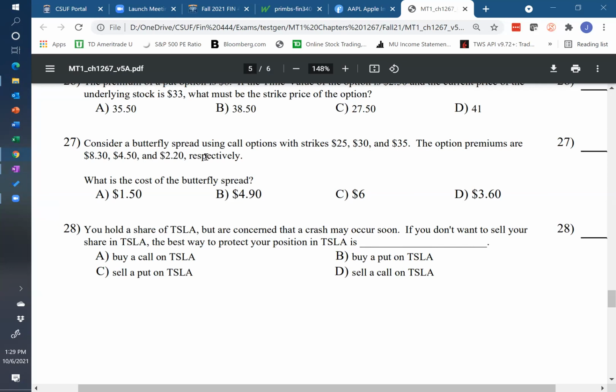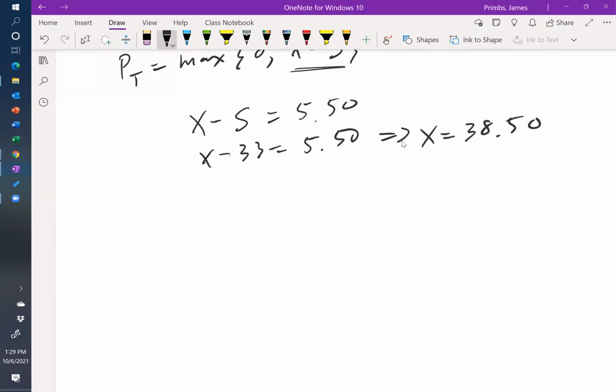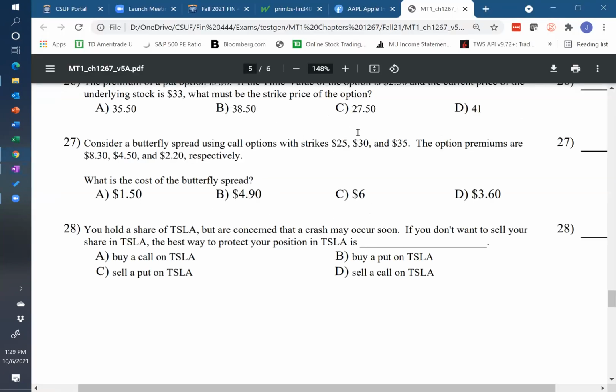Consider a butterfly spread using call options with strike 25, 30, and 35. The option premiums are 8.30, 4.50, and 2.20 respectively. What is the cost of the butterfly spread? So butterfly spread, remember, you buy the 25 strike, sell 2 at the 30 strike, and buy the 35 strike. So I'm going to buy the one at the first strike, I'm just going to call it C1. I'm going to sell 2 at the second strike, and I'm going to buy at the third strike. What is going to be the total cost of that?